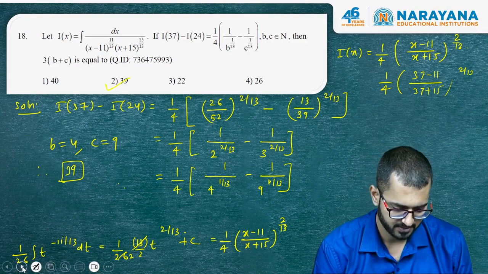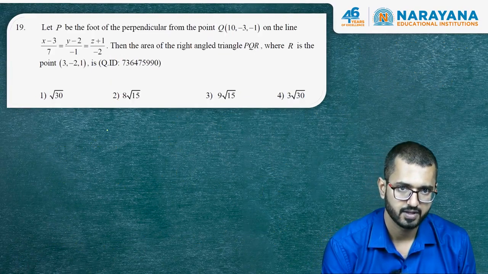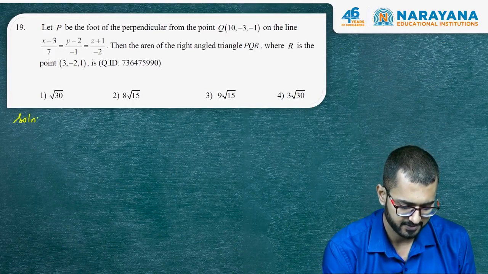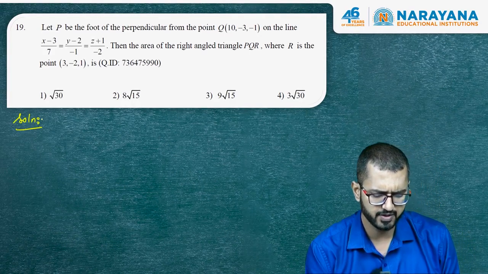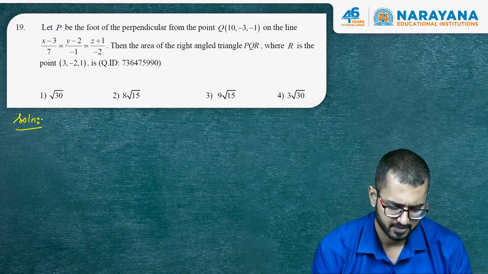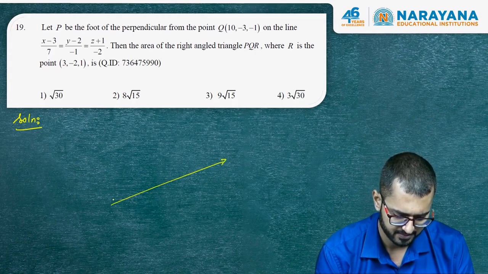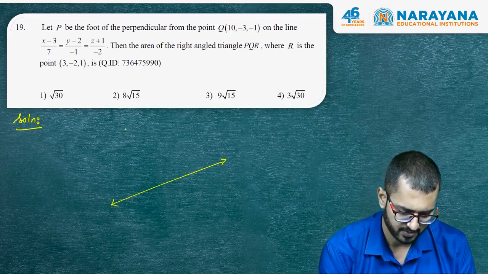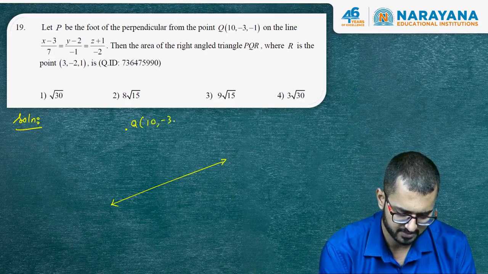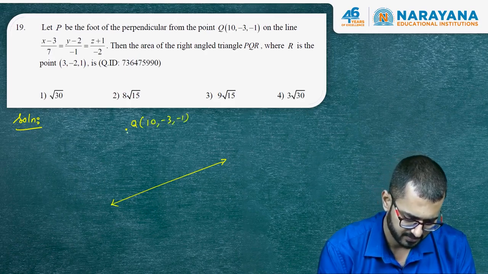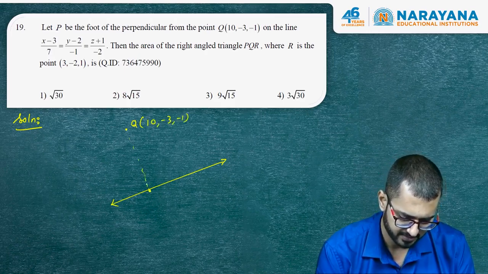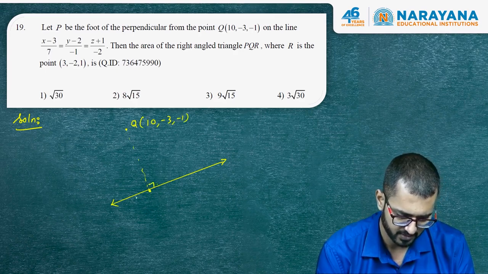Coming to the next question, question number 19. So we have this here, and let P be the foot of perpendicular from the point. So it's like this. That means I have a line here, foot of perpendicular. This is my point Q, which is 10, minus 3 and minus 1. This is my foot of perpendicular right here. Say this is F, we'll call it.